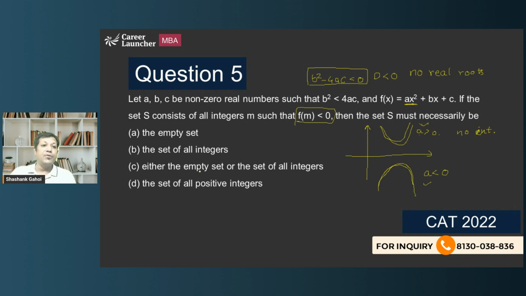So basically, the answer of this question is going to be option C, either the empty set or the set of all integers. Why can't I say it is going to be true for all the integers? Because I don't know the sign of a. It can be opening upside, or it can be opening downside. So if a is opening upside, then it is no integer or empty set. If it is negative, then it is the set of all possible integers.